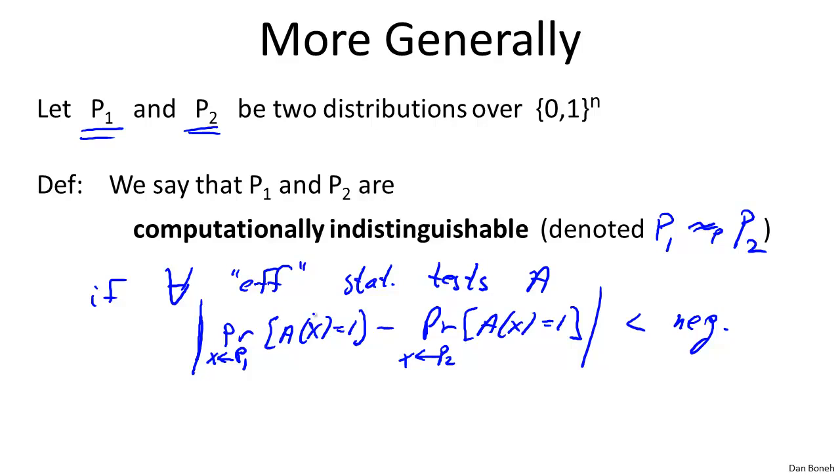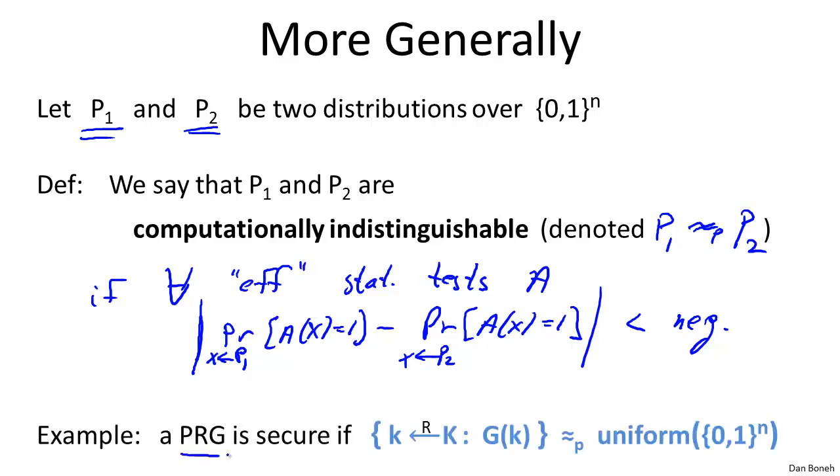And just to show you how useful this notation is, using this notation, the definition of security for a PRG just says that if I give you a pseudo-random distribution, in other words, I choose k at random and then output G of k, that distribution is computationally indistinguishable from the uniform distribution. So you can see this very simple notation captures the whole definition of pseudo-random generators. We're going to make use of this notation in the next segment when we define what it means for a cipher to be secure.